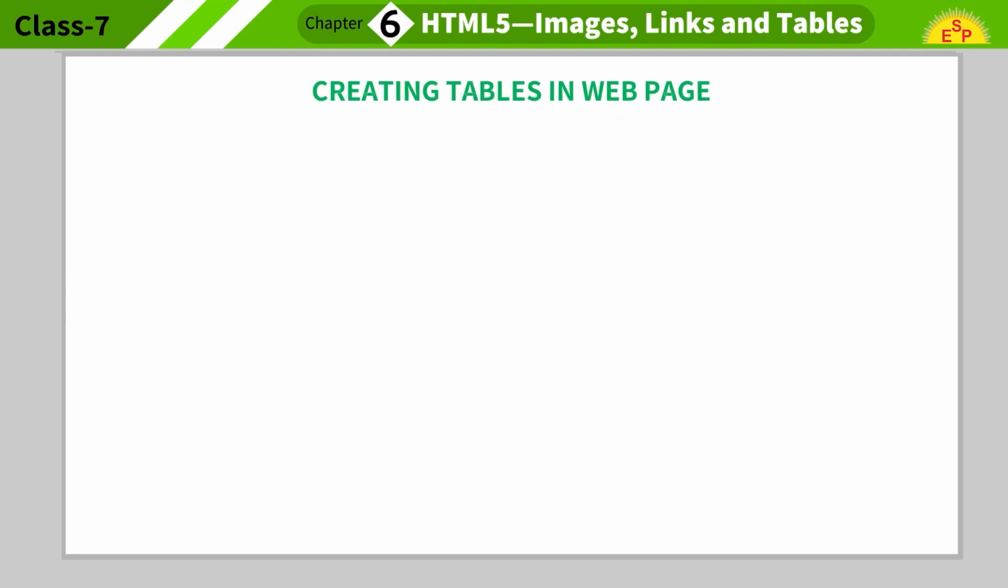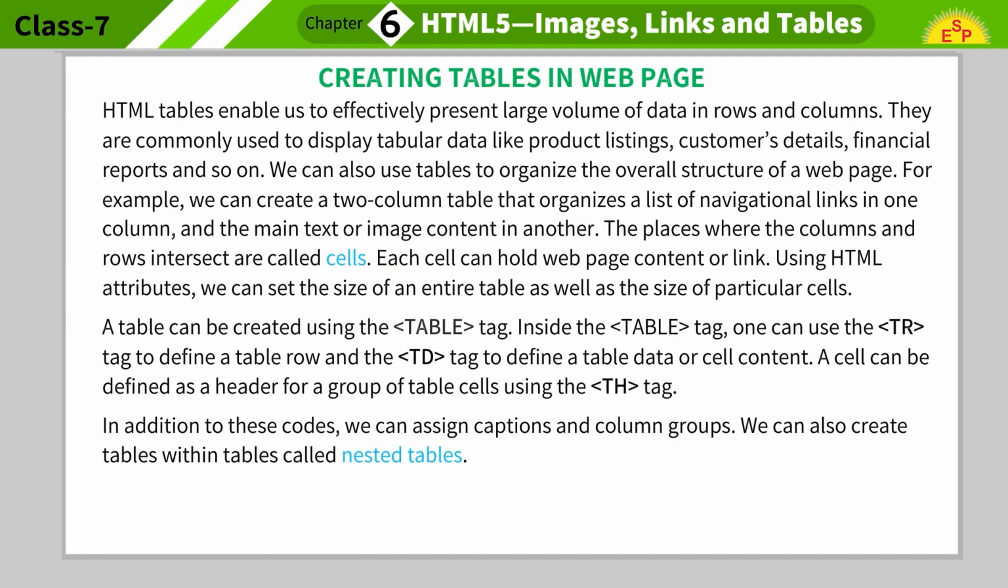Creating tables in a web page. HTML tables enable us to effectively present a large volume of data in rows and columns. They are commonly used to display tabular data like product listings, customers' details, financial reports, and so on. We can also use tables to organize the overall structure of a web page. For example, we can create a two-column table that organizes a list of navigational links in one column and the main text or image content in another.